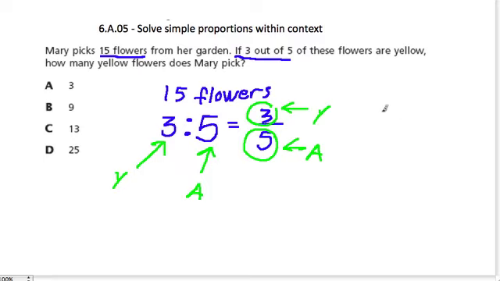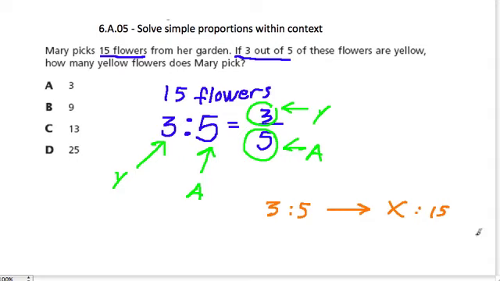And this is nice and easy to picture if you write it as a proportion. So you can say, let me just choose a different color here, 3 out of every 5 are yellow. So what if altogether we had 15 flowers? What would this missing part be? And I would call that X.